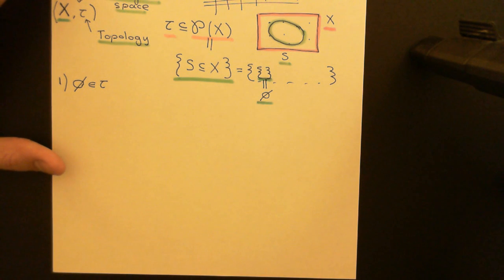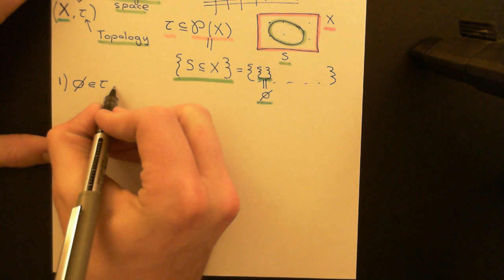Another subset that we're always going to insist is going to be in tau is going to be the entire set.